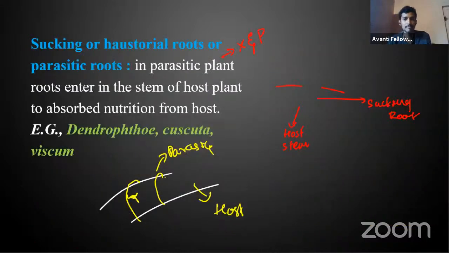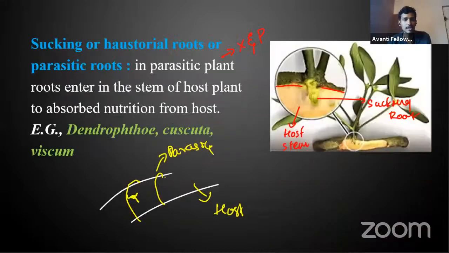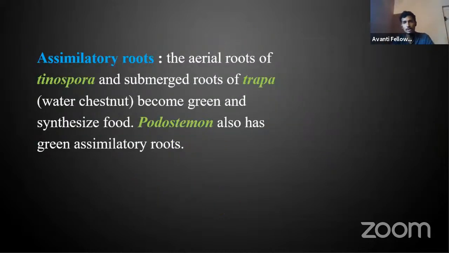So we'll come back to here. Sucking or haustorial root is that much only, guys. It is taking the nutrition from the plant, or sucking the plant's vascular bundles, especially the xylem and phloem. Examples are parasitic plants: Dendrophthoe, Cuscuta, Viscum. All those kinds of parasites.